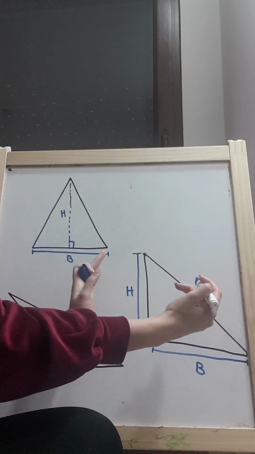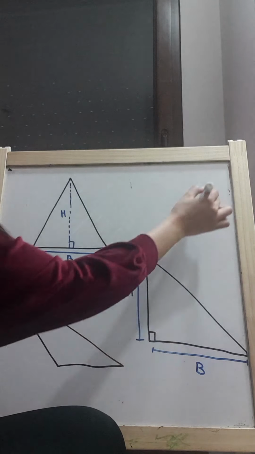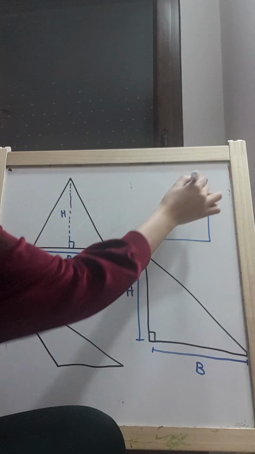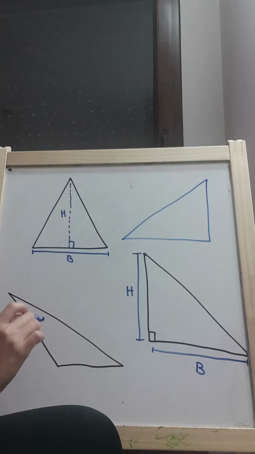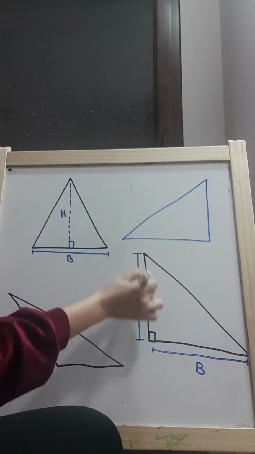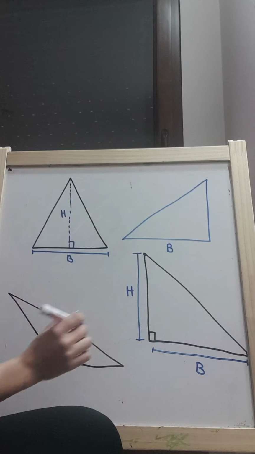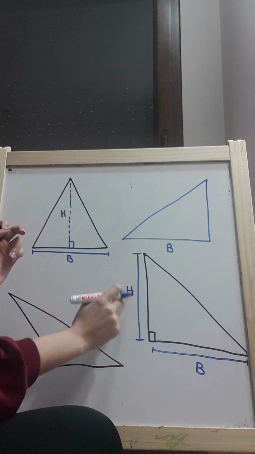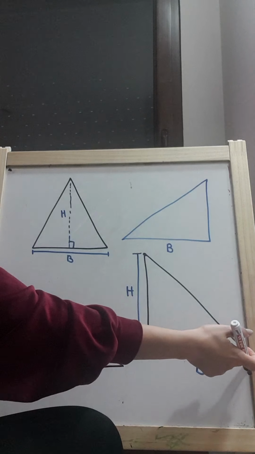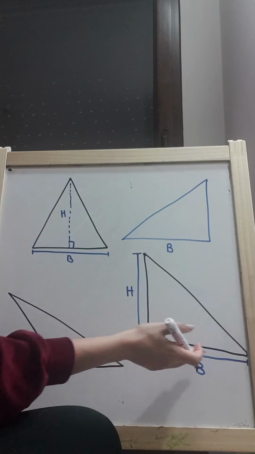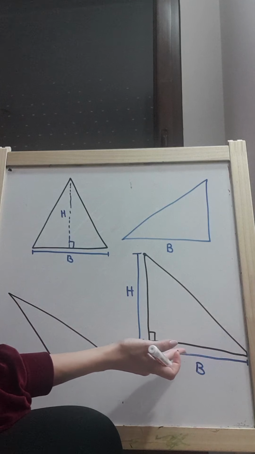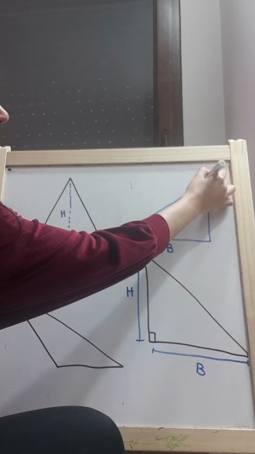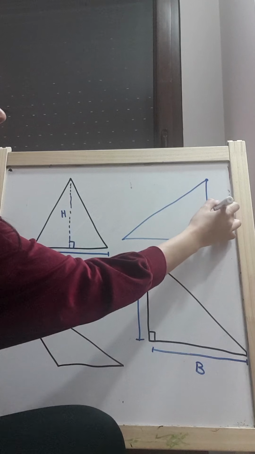Let's try to rotate this triangle. It will be like this. Now let's consider this to be the base. You see, I rotated it. So I want to consider this to be the base. Isn't this the corresponding height from the opposite vertex and perpendicular to the base?